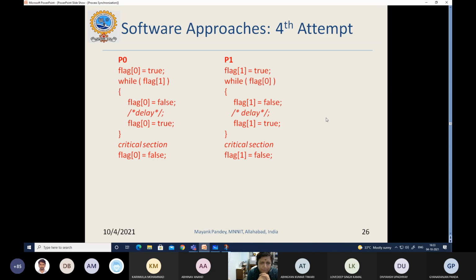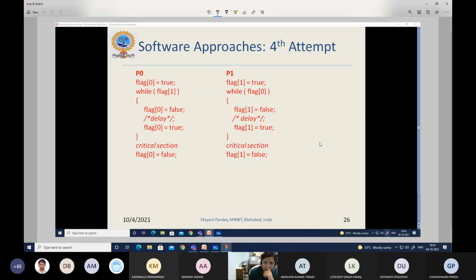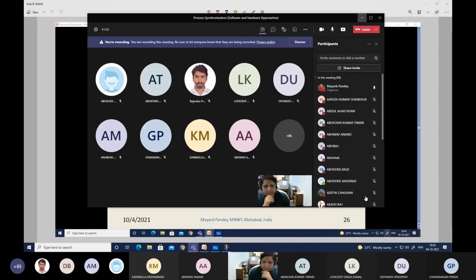Yes, Karimullah, can you explain? Sir, I'm thinking. The rule of thumb is switch after each instruction. Anybody else? Aman? I'm thinking, I've not got the exact version.